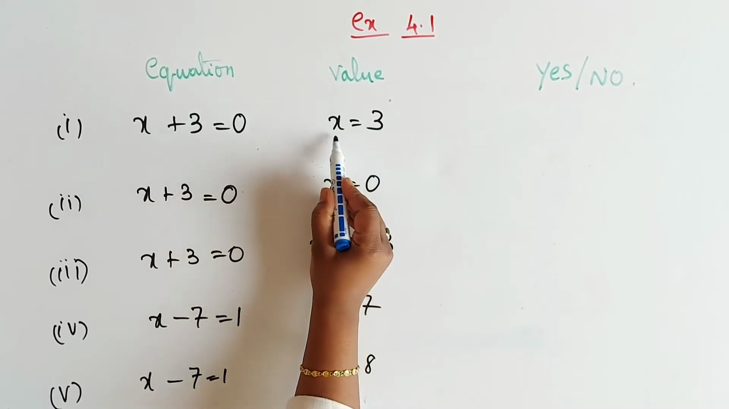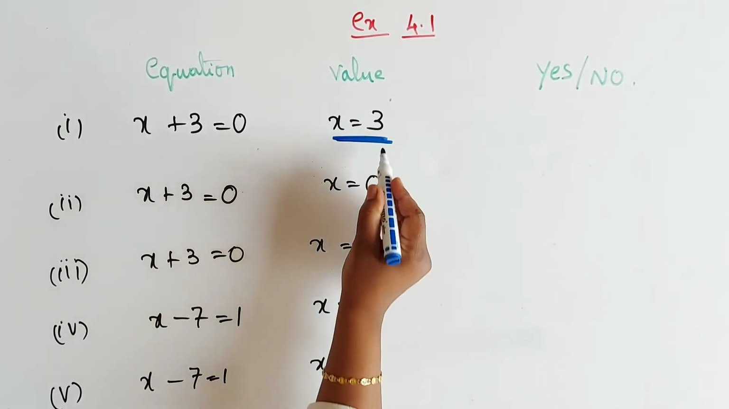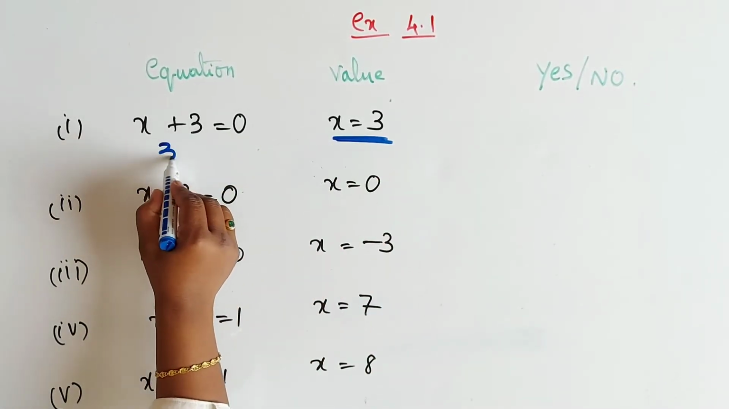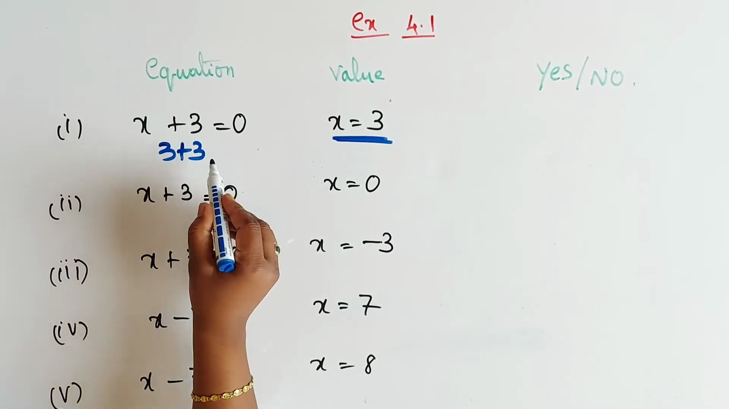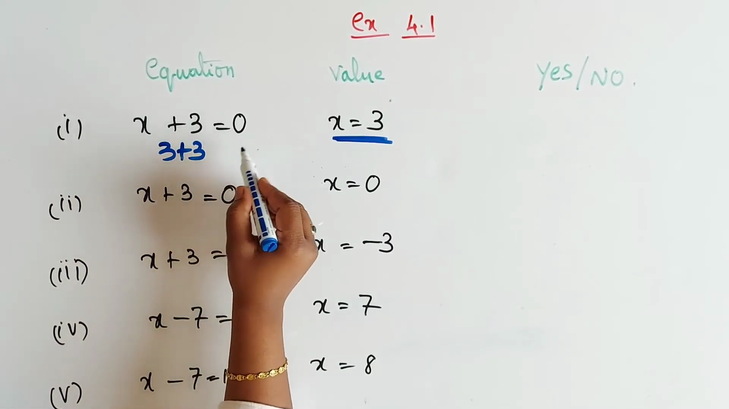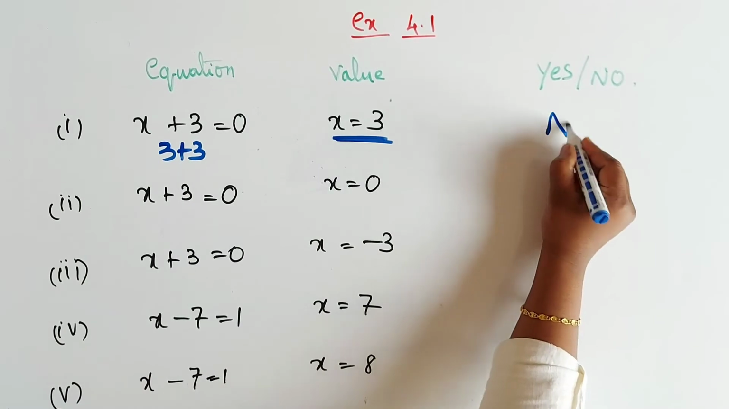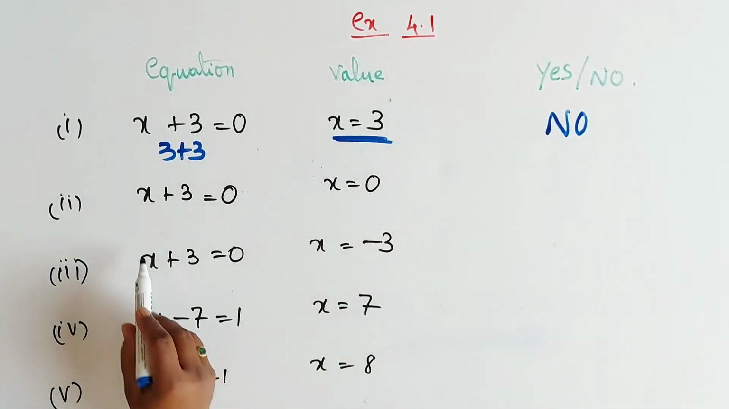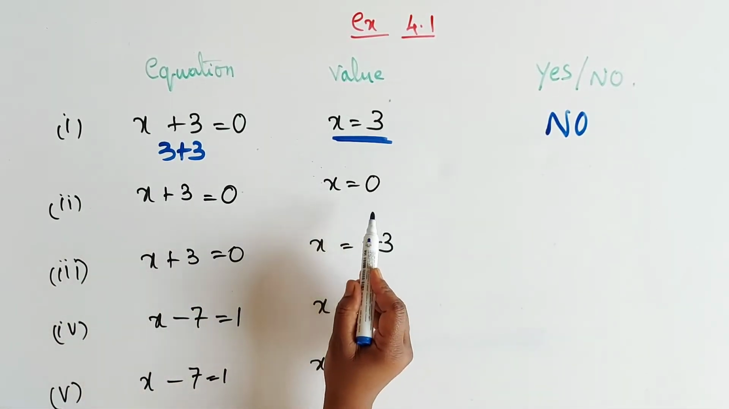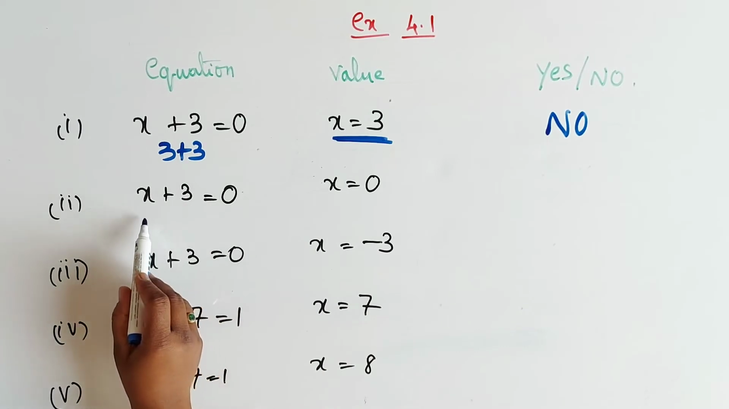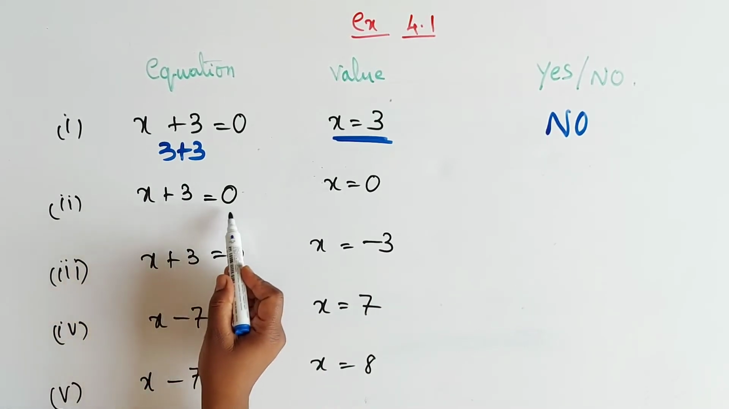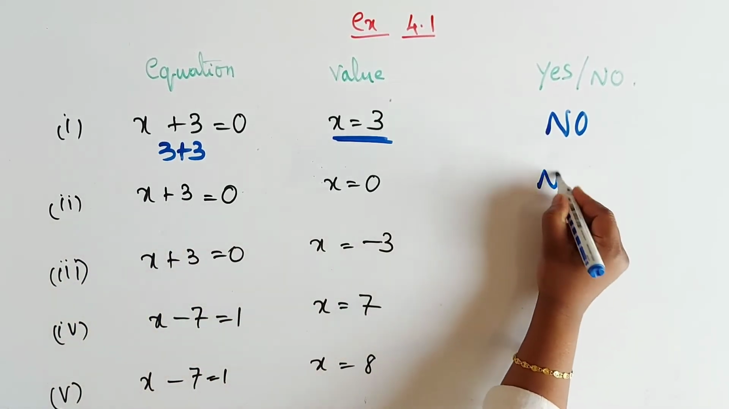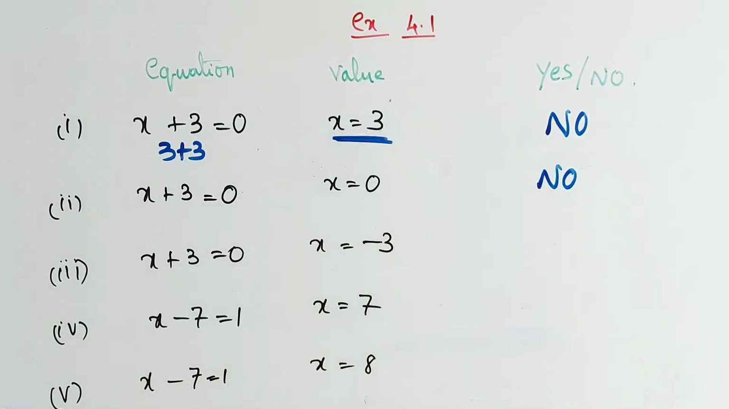Here the value is x equal to 3. Now substitute the value here. 3 plus 3. 3 plus 3 how much? It is 6. So it is not satisfying the equation. Right children? Now second one, x equal to 0. Put the value x equal to 0 here. 0 plus 3 is 3, not 0. So this is also not satisfying this equation.